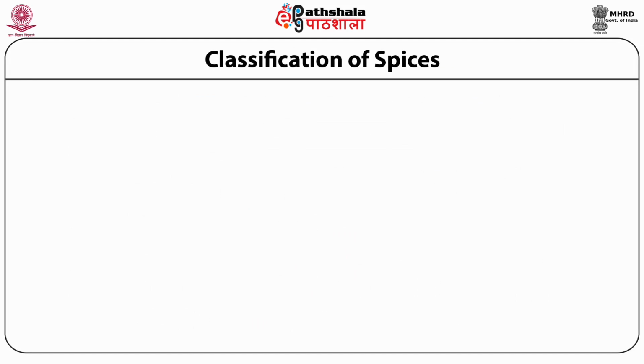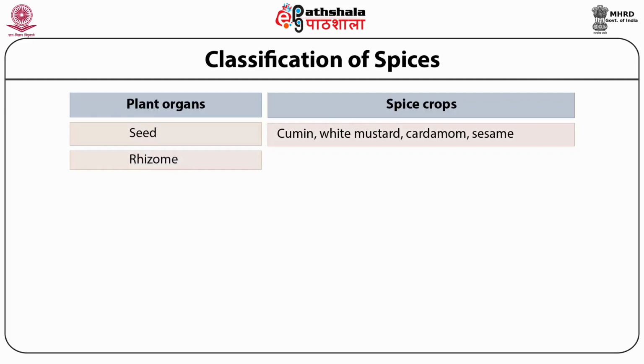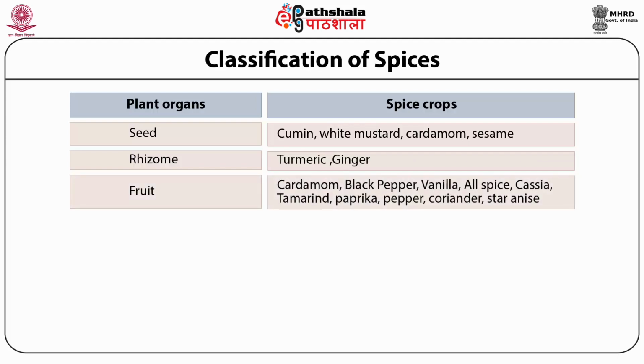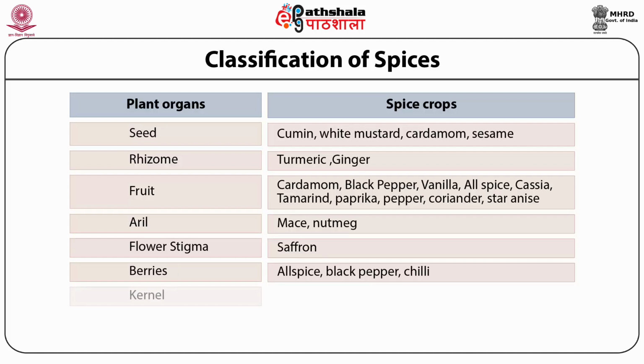Spices are consumed depending upon the part of the plant taken, as spice like seeds, which include cumin, white mustard, cardamom, sesame; rhizome, turmeric, ginger. Fruit include cardamom, black pepper, vanilla, allspice, cassia, tamarind, paprika, pepper, coriander, star anise. Arils include mace, nutmeg. Flower stigma include saffron. Berries are allspice, black pepper, chili. Kernel is nutmeg. Tubers include galangal, arrowroot.